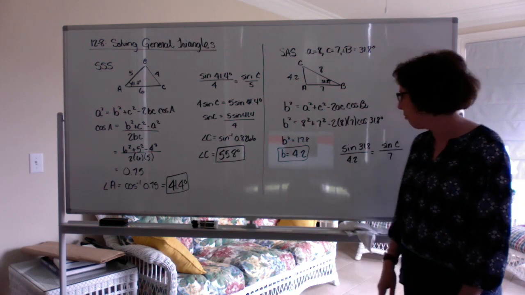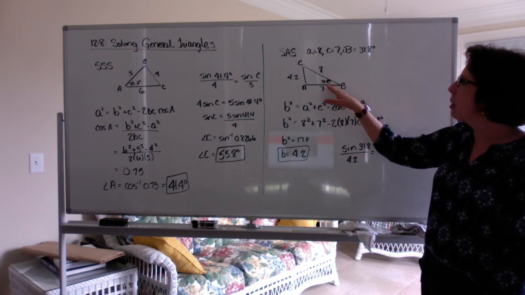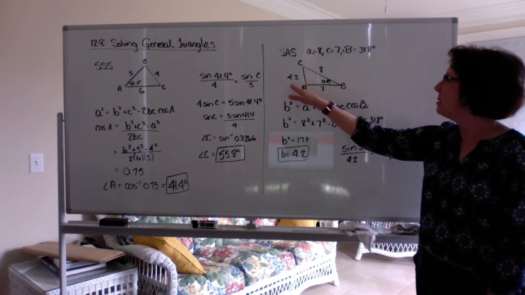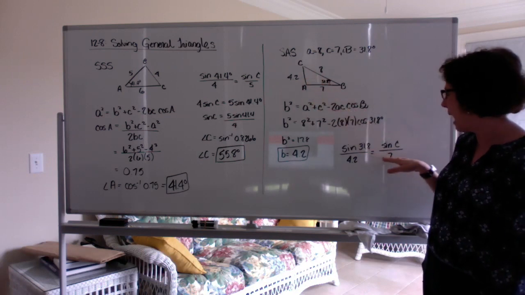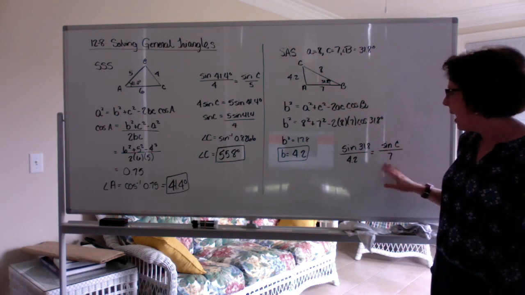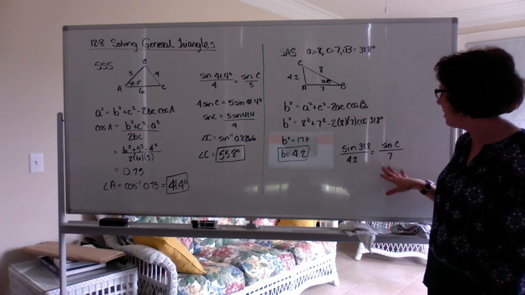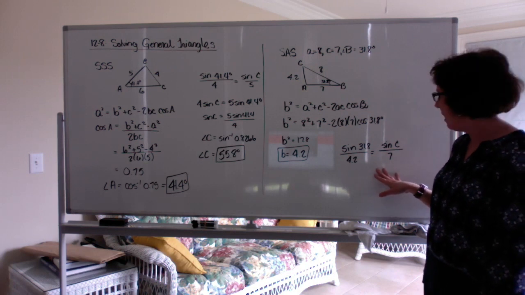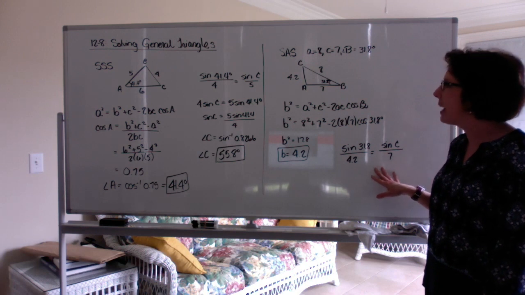So I'm now going to revert to the law of sines, which will give me the sine of 31.8 degrees over 4.2 equals... It doesn't matter if you solve for C or A. I went for C: equals the sine of C over 7. And once I go ahead and do that, I can solve for the sine of C and then do the inverse sine to find the angle.